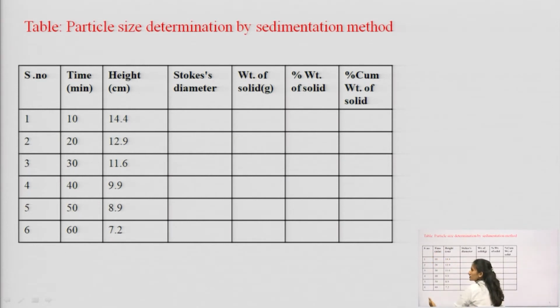First column belongs to serial number, second means the time, which is 10 minutes. So initially 10 minutes, then again 10 minutes, 10 plus 10 is 20, then 30, then 40, then 50, then 60. The time interval is fixed, that is 10 minutes. We should keep the fixed time interval throughout the experiment. Next one is the height in centimeter. And what is the height here?